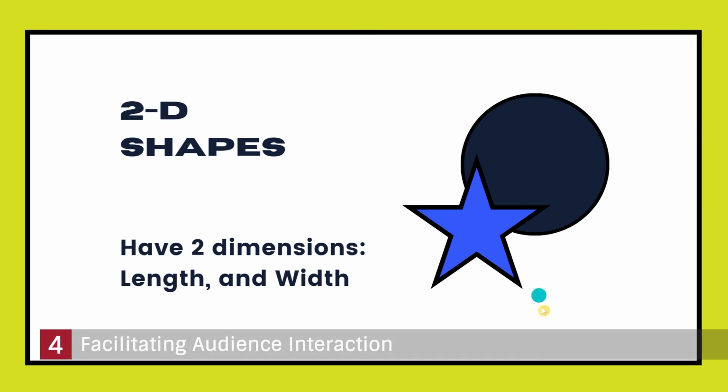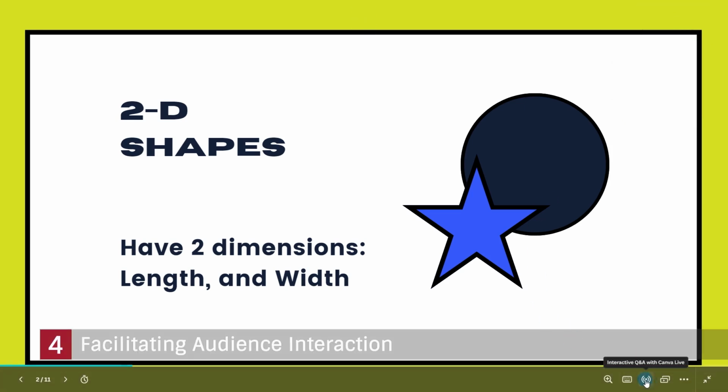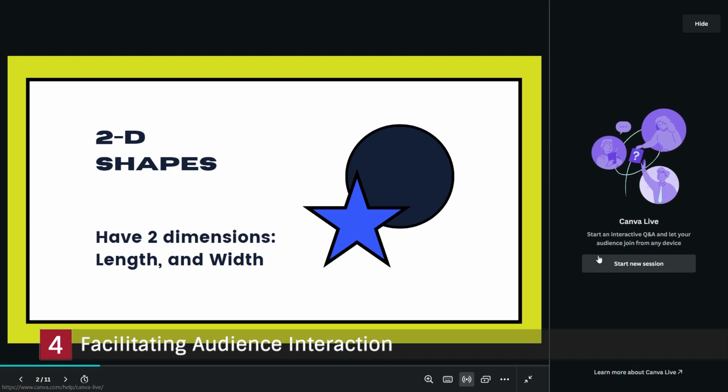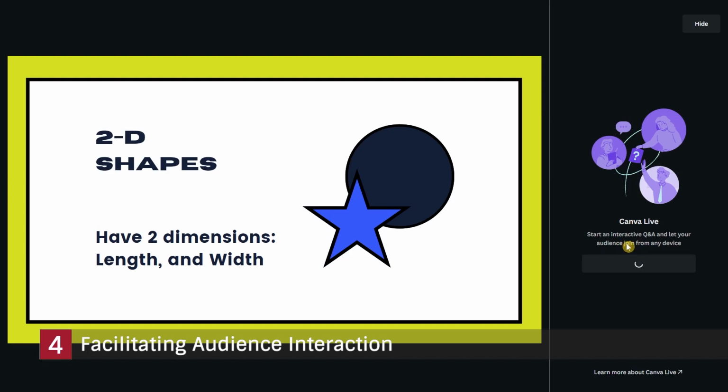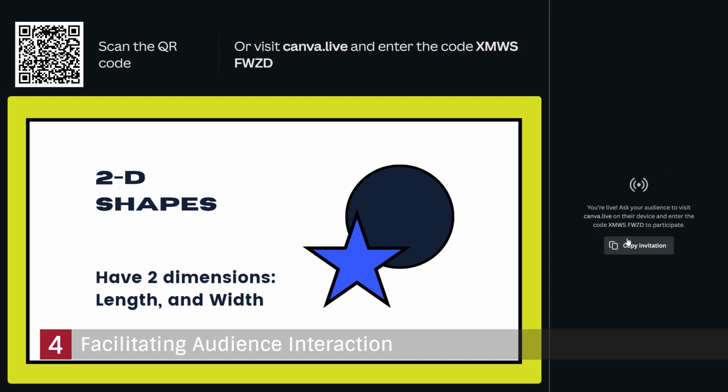Number 4. Facilitating audience interaction. Additionally, next to the magic shortcuts on the toolbar, there's an interactive Q&A feature. Clicking it starts a new Canva live session, allowing your audience or students to join in and ask questions in real time via a QR code or by visiting canvas.live and entering a specific code.